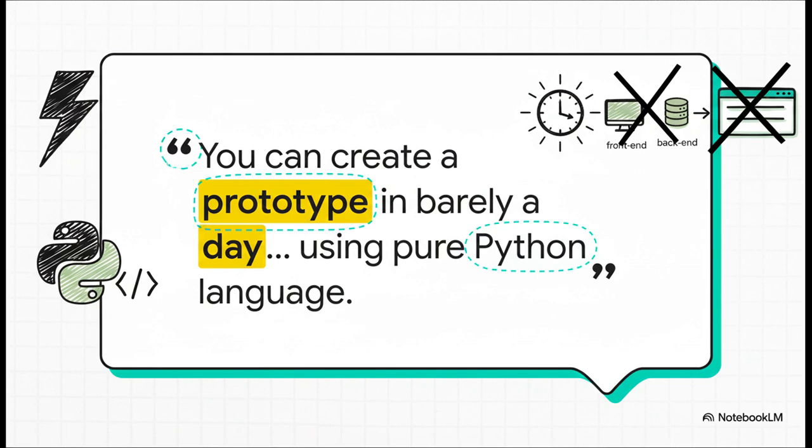And this quote just nails it. The core value here is speed. Think about it. Something that used to take weeks with front-end and back-end developers coordinating, you can now prototype in a single day. And the best part? You're just using the Python skills you already have. This completely changes how fast you can test and share your ideas.